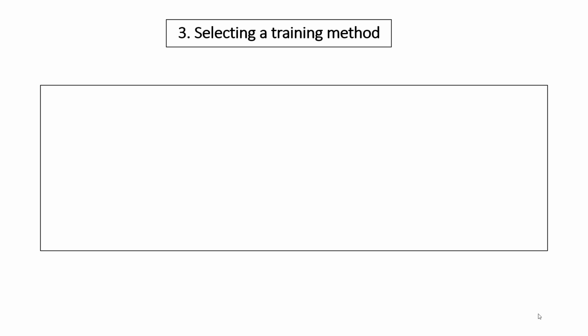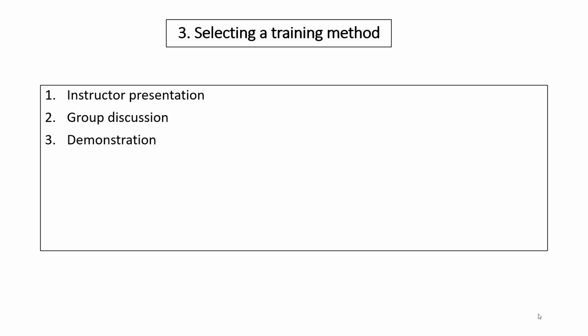Most commonly used methods include instructor presentation. Here the trainer orally presents new information to the trainees or farmers, usually through lecture. Group discussion. The trainer or extension agent leads the group of farmers into discussing a topic. Demonstration. It can be a method demonstration or a result demonstration, and in some cases it can be both.